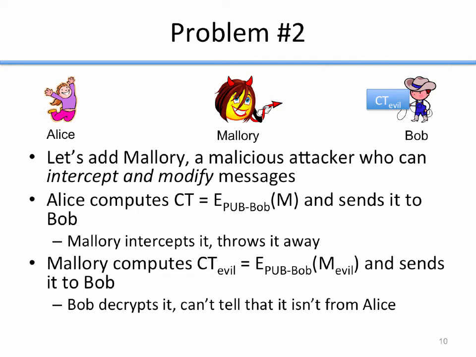Bob happily decrypts the message, and he can't tell that it's from Alice because there's nothing about the message that says who it's from that can't be forged. So Mallory, in this case, is able to send a message to Bob because anyone can send a message to Bob. And Bob can't tell that Mallory threw away Alice's message and replaced it with a different one.